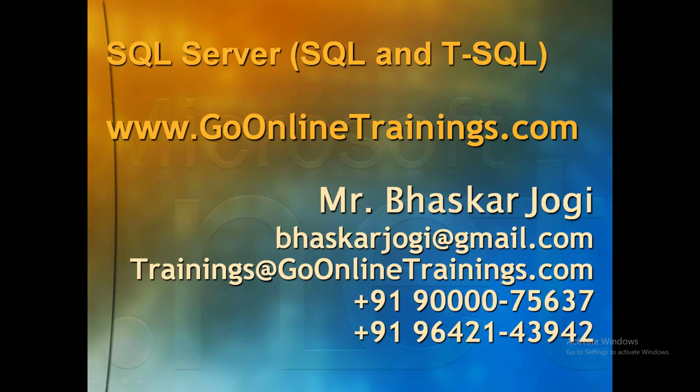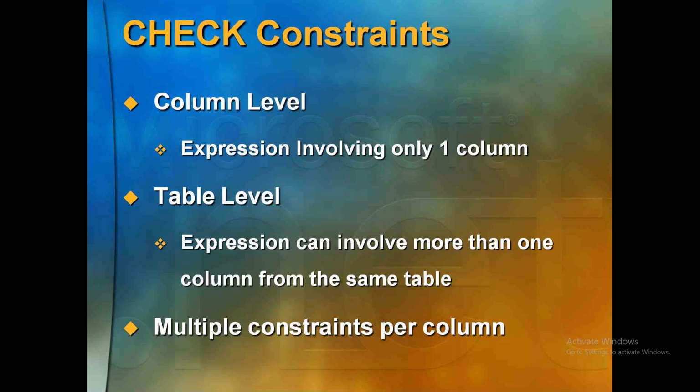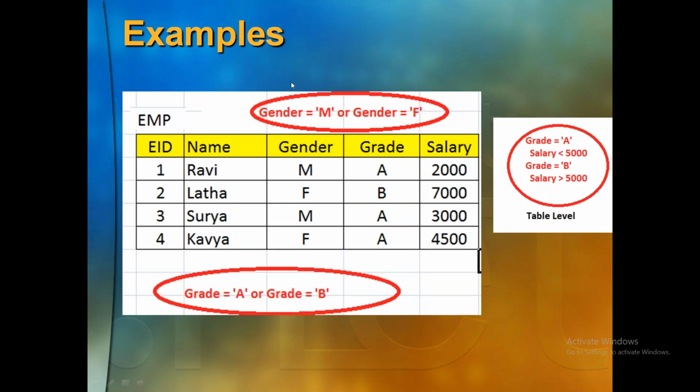So now we wanted to discuss check constraints. Column level check constraints we have, table level check constraints we have, and multiple check constraints where check constraints can be implemented. For example, I have created an employee table. Employee ID is the primary key. Employee name, I don't have any condition. Gender, I wanted to restrict. Gender could be either male or female.